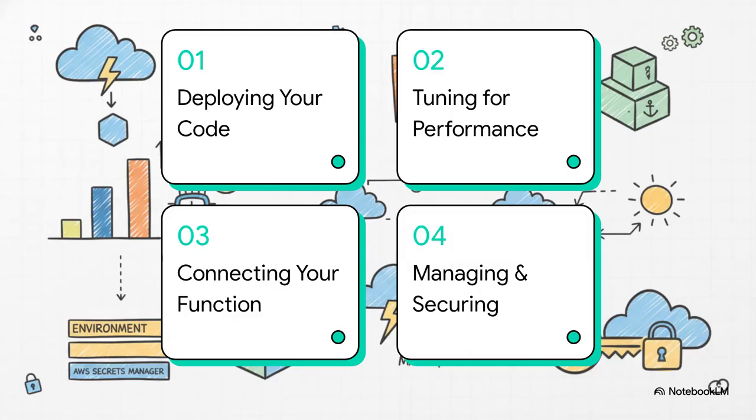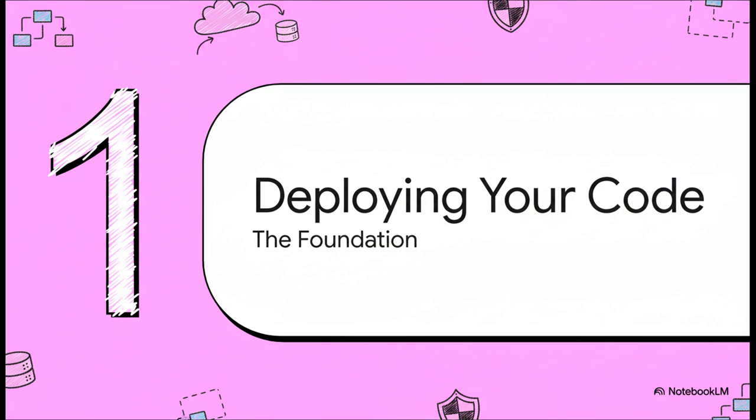First, we'll hit the fundamentals, just getting your code up and running in Lambda. Then we'll get into the fun stuff, tuning for speed and efficiency. After that, we'll talk about connecting your function to other resources. And finally, we'll wrap it all up with the best practices for managing and securing the whole thing. Okay, let's start at square one, the foundation.